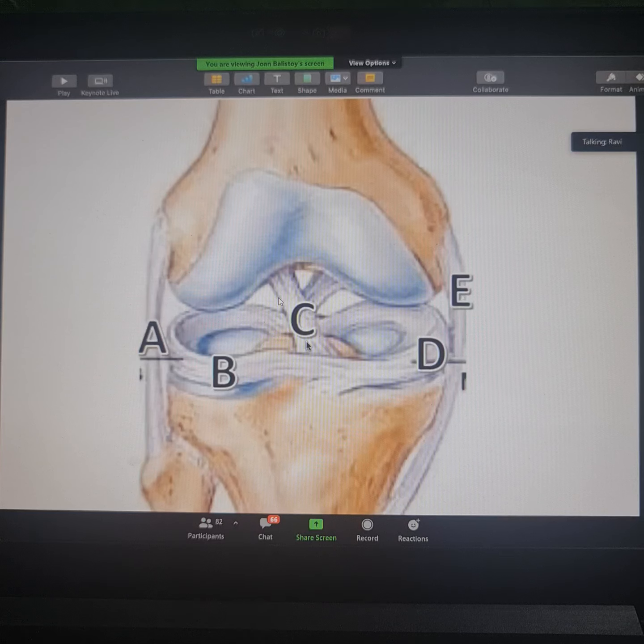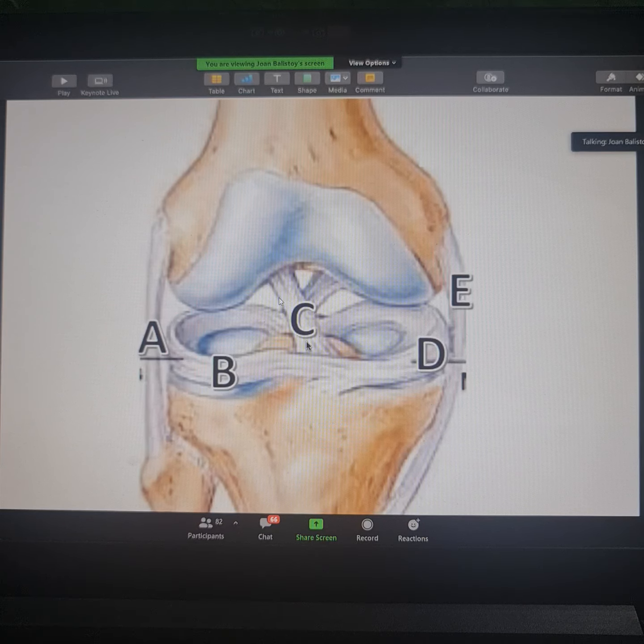What do you think is the position of this? Is this anterior or posterior? Anterior. What made you say it is anterior? No, it's posterior, because there is no patella.